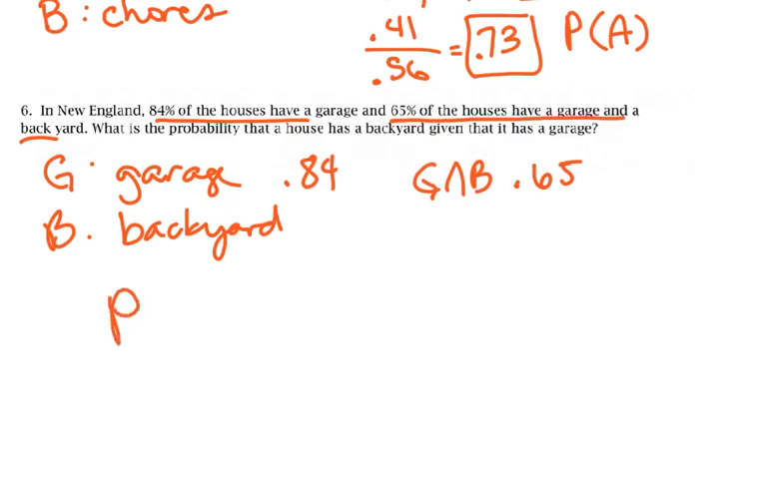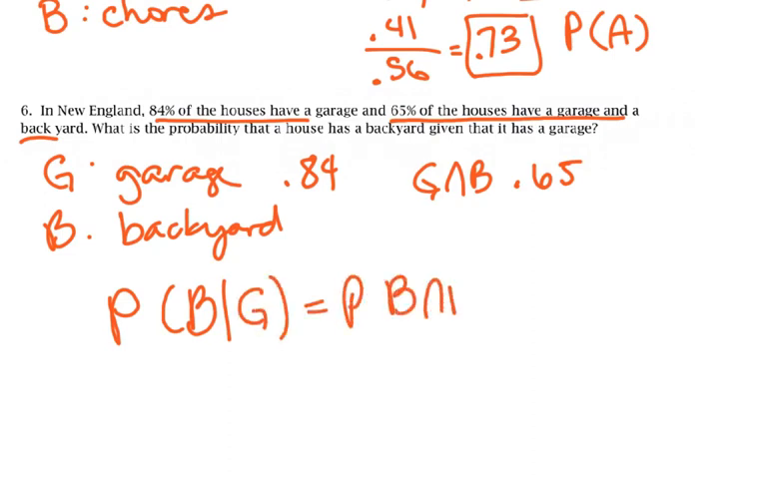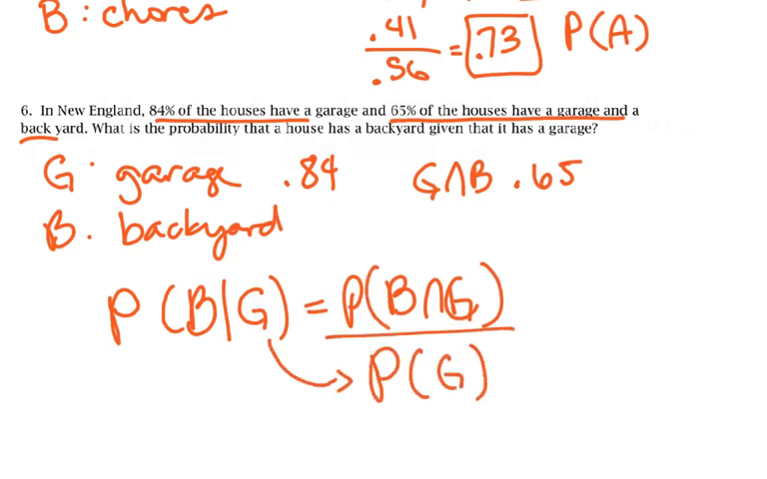So the probability that a house has a backyard given that it has a garage. So that's going to be the probability of B and G divided by the probability of G. See, that goes right there. So the probability of the two together is 0.65. The probability of them just having a garage is 0.84. And so that's the math you do. And you will get 0.77. So 77% chance that if they have a garage, they have a backyard.